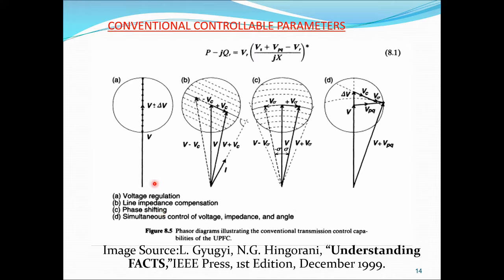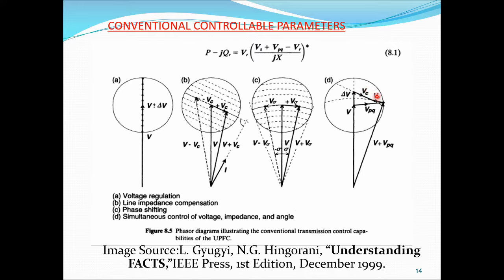If altogether I would like to simultaneously control, that is the final diagram here. V, VPQ, that resultant is V plus VPQ. And the change in voltage is delta V. And the sigma voltage is VC or else V sigma.